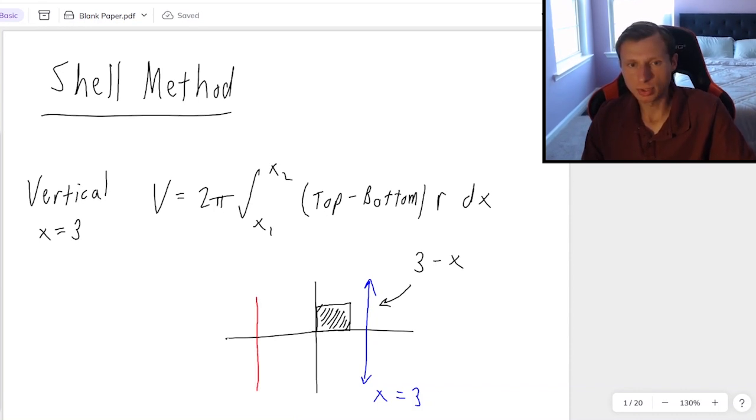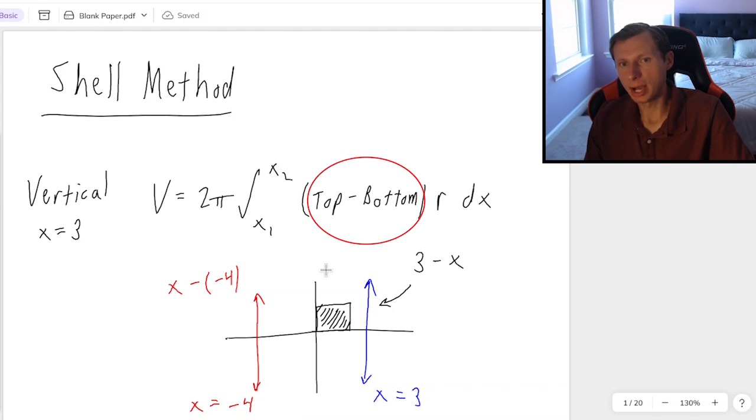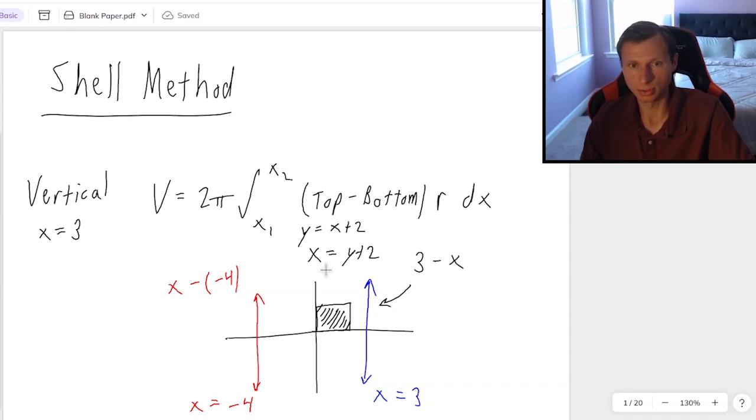And if, let's say, the axis of rotation were over here at, let's just say, x equals negative 4, then r is actually x minus negative 4, or in other words, x plus 4. And by the way, this top and the bottom we'll explain more when we do an actual example, but remember that top and bottom, these functions need to be in the form y equals something. For instance, y equals x plus 2. It cannot be in the form x equals y plus 2, for instance.